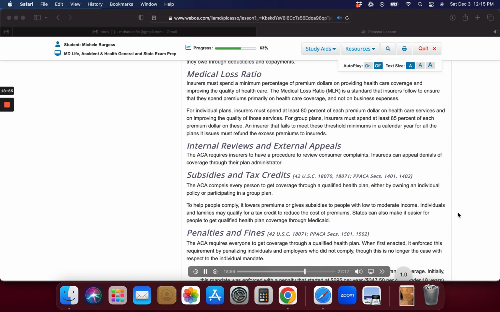Internal reviews and external appeals. The ACA requires insurers to have a procedure to review consumer complaints. Insureds can appeal denials of coverage through their plan administrator.